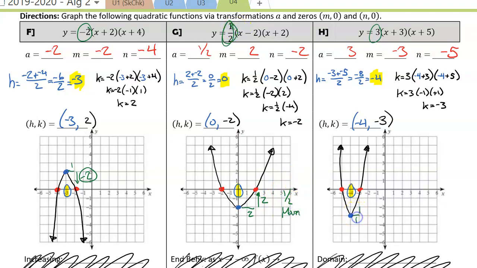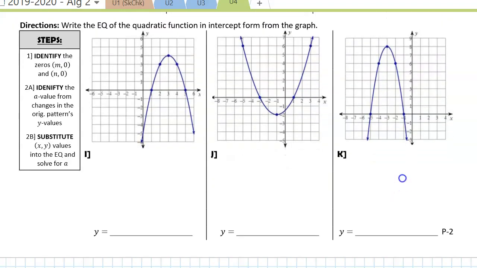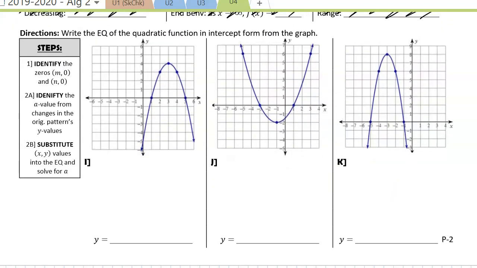Here I go over 1 and I go up 3, which again normally we go over 1 and up 1. That's 3 times the movement. So the a value is still very clearly seen, and we can clearly see the x-intercepts. So looking down here to try to write the equations, if we're writing it in intercept form, all we need to do is list the intercepts and then calculate our a like we had done yesterday.